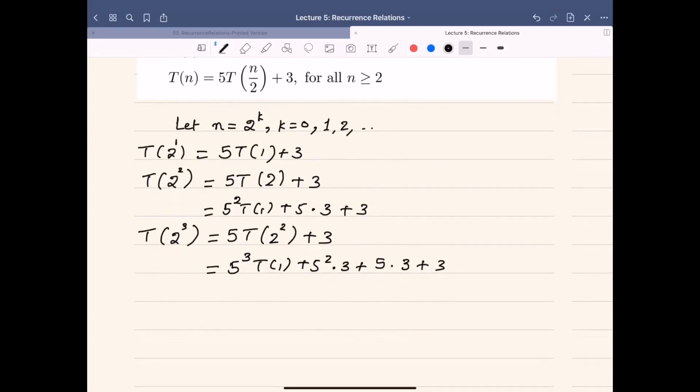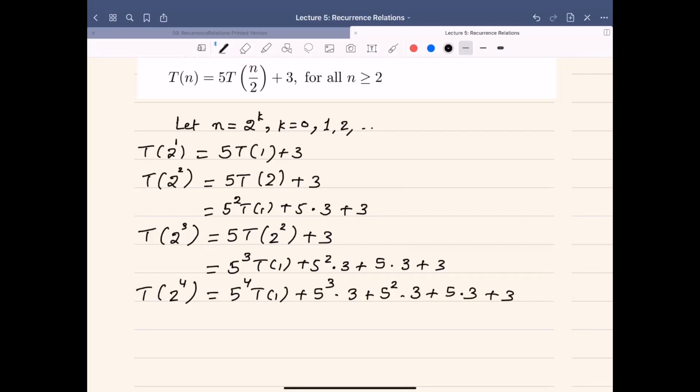Maybe I should go for one more: 2 to the power 4. It says that it should be 5 multiplied by the previous step. And this is the previous step. Just multiply it by 5. You will get 5 raised to power 4 T1 plus 5 raised to power 3 multiplied by 3, 5 squared multiplied by 3, 5 multiplied by 3, and then plus 3.